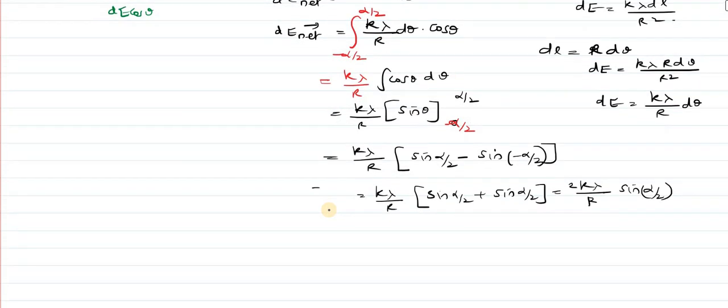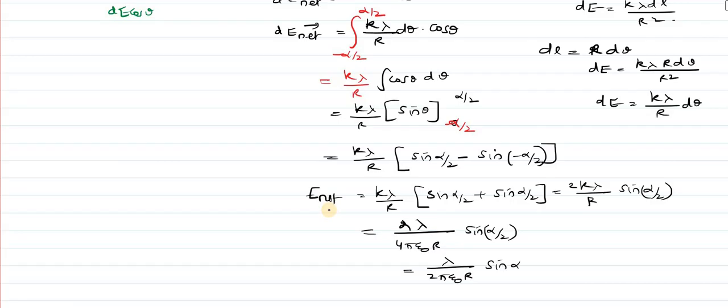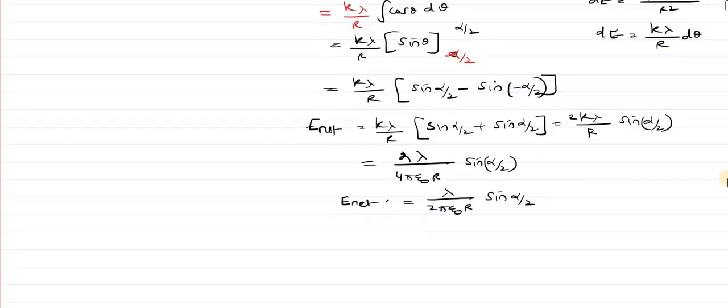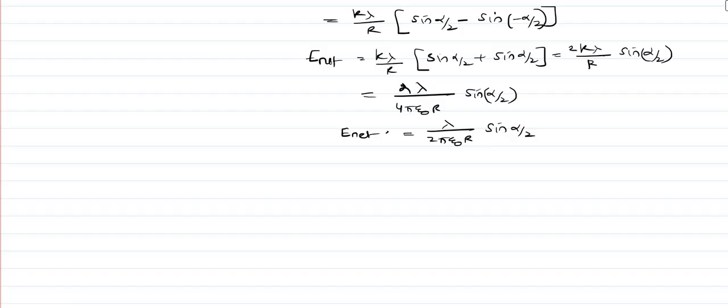Further, if you want, you can simplify or you can leave it. K value you need to substitute. 2 lambda by 4 pi epsilon naught r into sin alpha by 2, which can further be written as lambda by 2 pi epsilon naught r into sin alpha by 2. This is r, right? Any doubt?